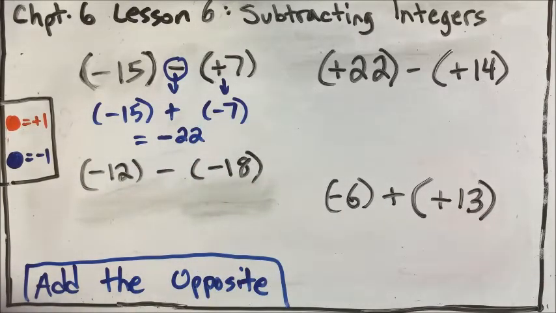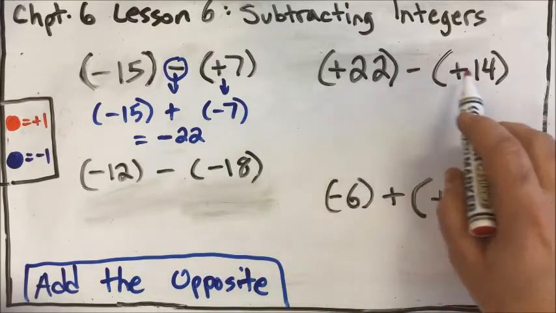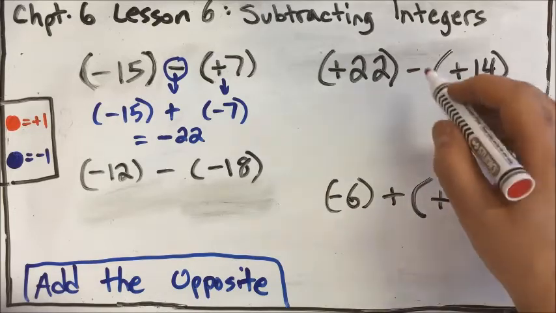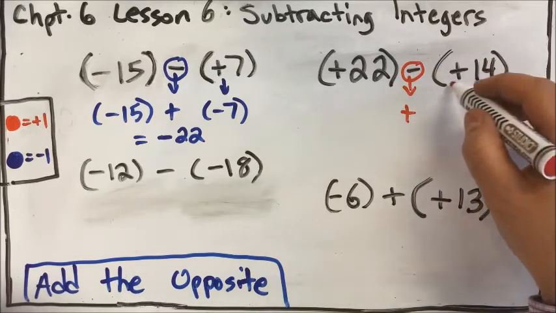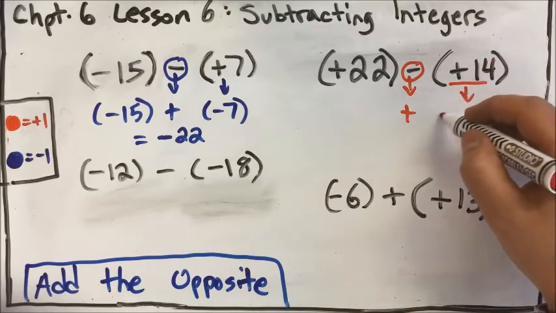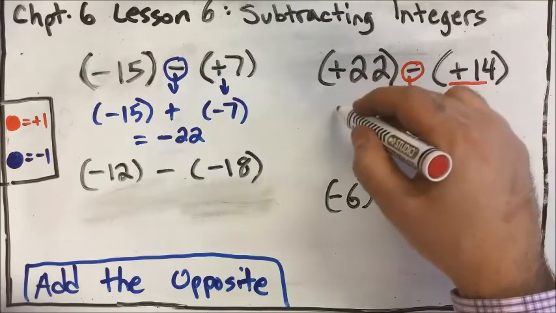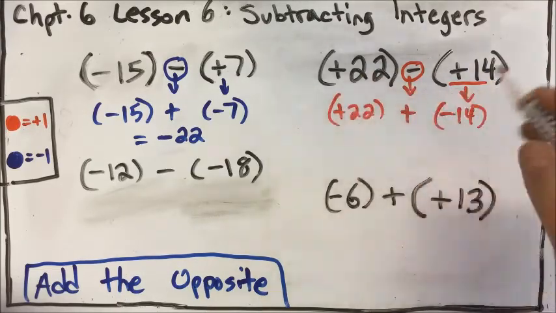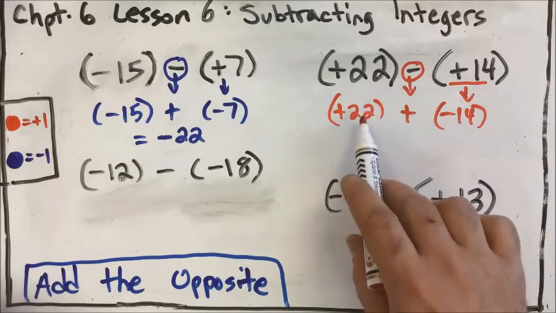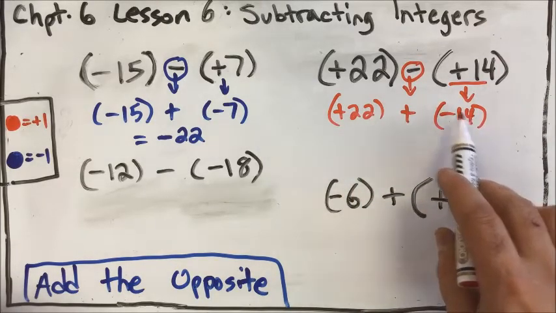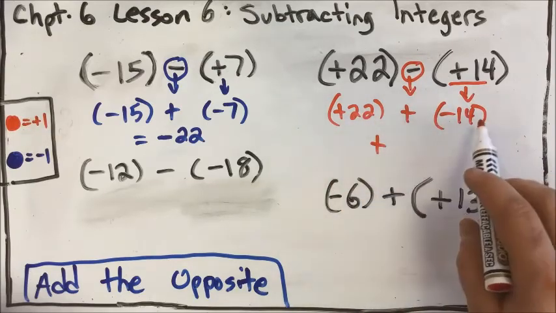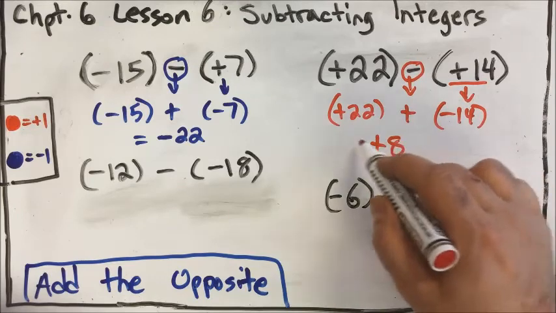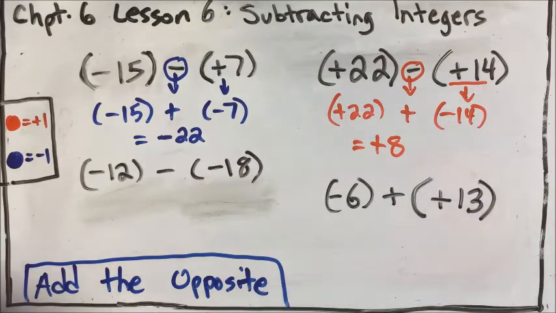In my next example, I have positive 22, subtract positive 14. So same thing, I can change my subtraction into an addition. I take the opposite, which is negative 14, keep my first integer the same. Then I look at what I have. 22 is bigger than 14 if you just look at the numbers. So I know my answer is going to be a positive. 22 is bigger than 14 by 8 numbers, so my answer would be positive 8.